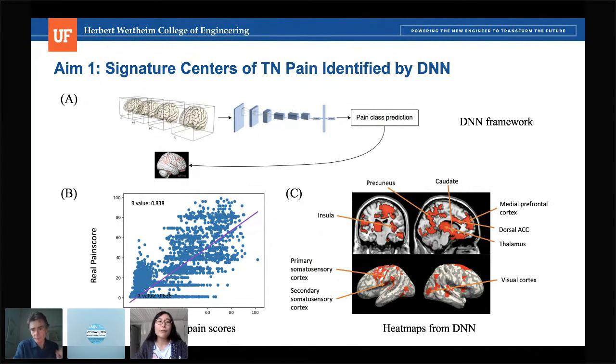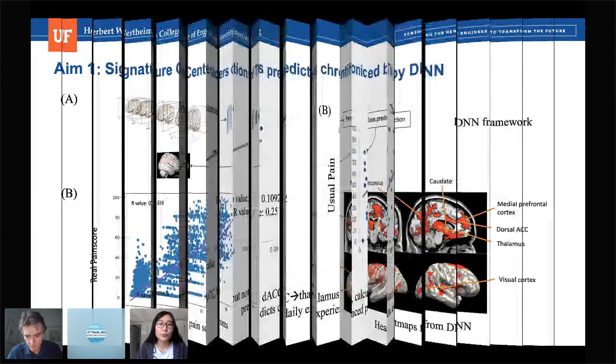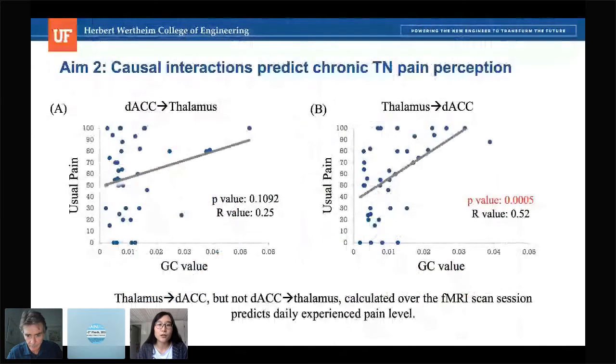And after that, we come to our aim 2. We would like to find out whether there are causal interactions between some of the regions which can predict chronic TN pain. We have pre-chosen some pain-related regions, including the dorsal ACC, thalamus, S1, insula, and caudate. But we only show the results between the dorsal ACC and thalamus here.